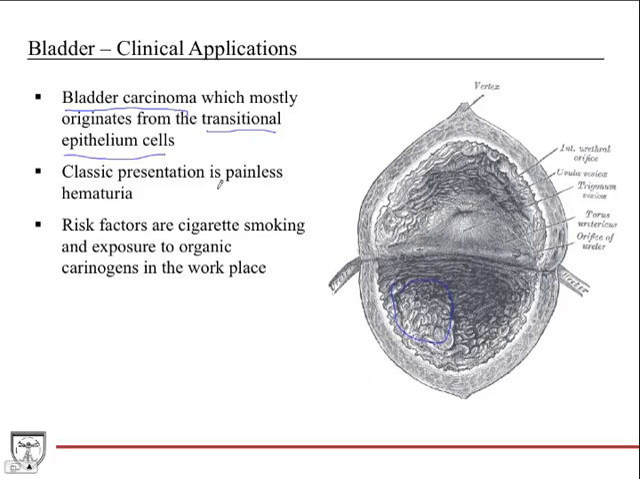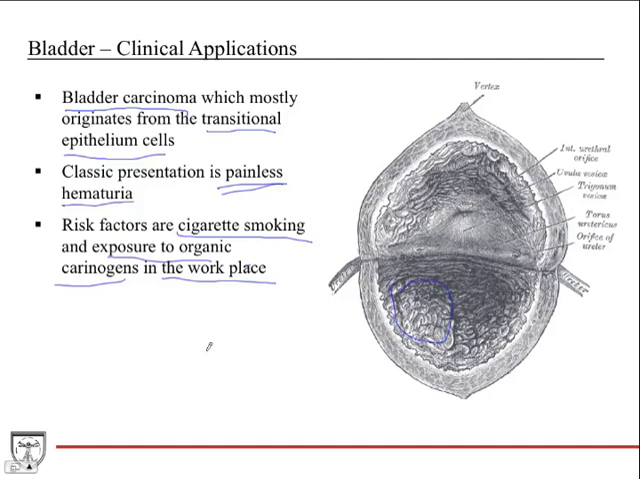The classic presentation is painless hematuria. Remember we talked about stones being painful hematuria. Well, bladder cancer is notorious for presenting as painless hematuria. The risk factors are cigarette smoking, or exposure to organic carcinogens in the workplace. A classic example of this is hairdressers, people that work with hair products or hair dyes. Those can contain some of the chemicals that may put someone at risk for that.